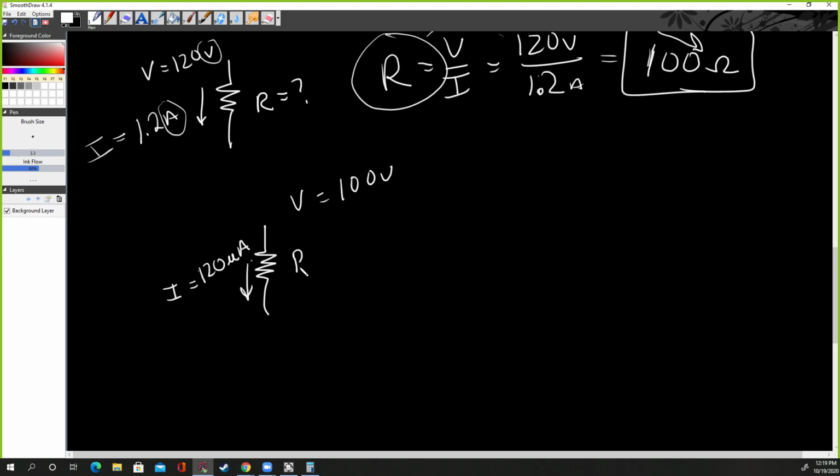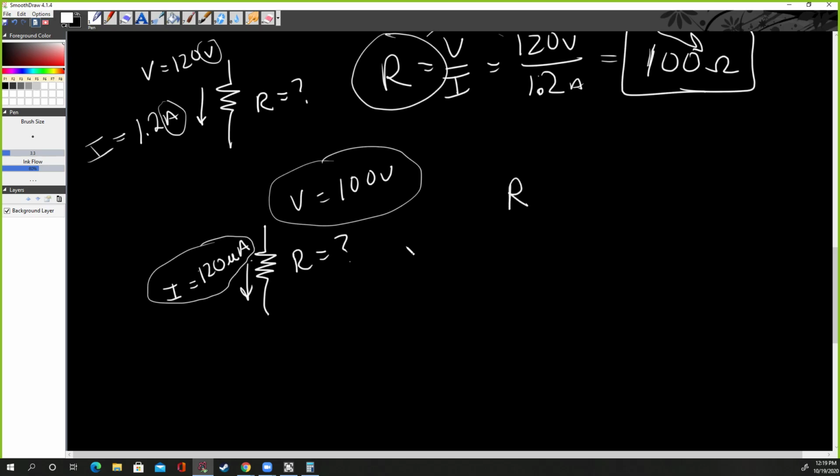So the resistance, what is it? Well, by the way, this is going to be a very big resistance. You know why? Because we have plenty of voltage, but man, we only have a very little bit of current. Okay? Very little bit of current. It's 120 microamps. Okay? So, which equation are we going to use?